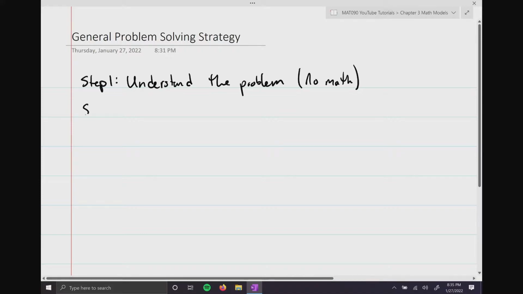Now, step 2, we always want to ask ourselves just 2 questions. The first question is, what do we know? And then the second question will be, what do we not know?